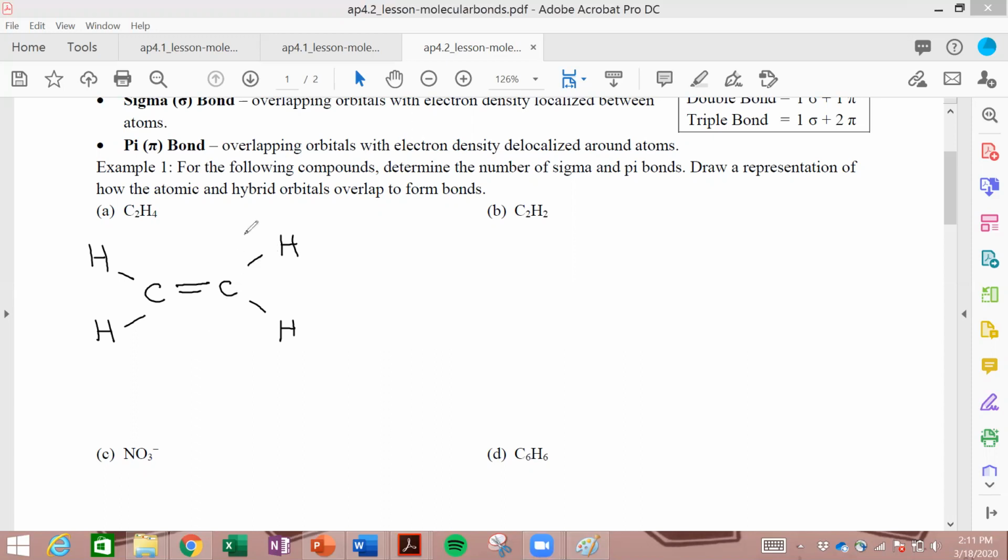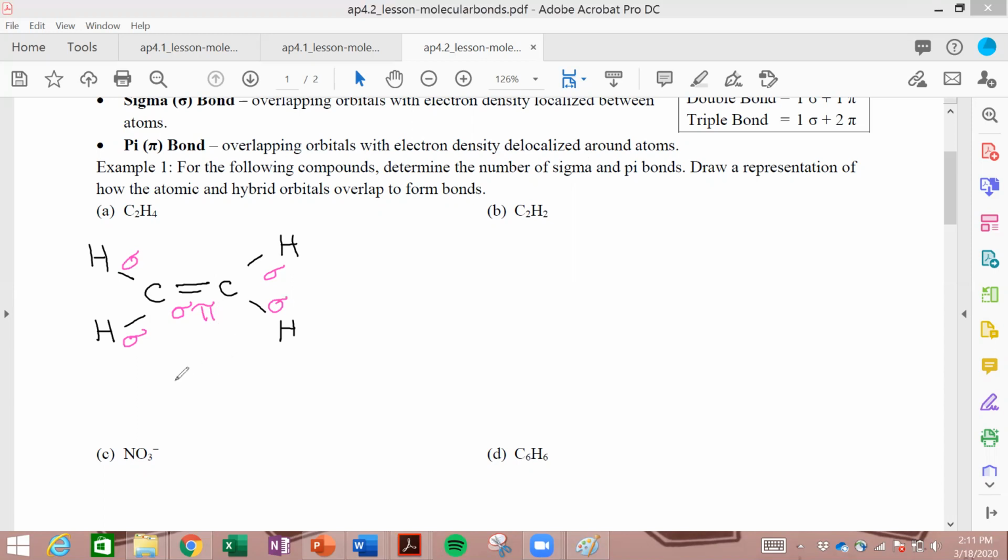And if I want to figure out how many sigma bonds and how many pi bonds there are, the simplest way to do it is if it's a single bond, it's a sigma. So it's a sigma, sigma, sigma, sigma. If it's a double bond, it's a sigma and a pi. So if I count, 1, 2, 3, 4, 5 sigmas and 1 pi bond.